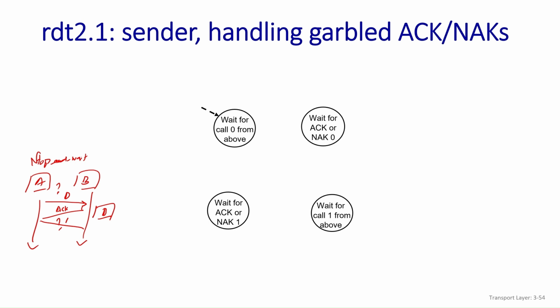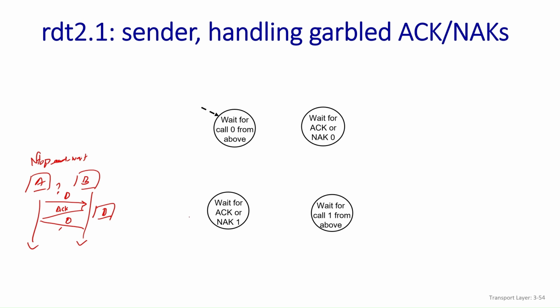If the acknowledgement is corrupt, what will A do? A won't be able to understand what B is saying. A will retransmit the first one, segment number zero.